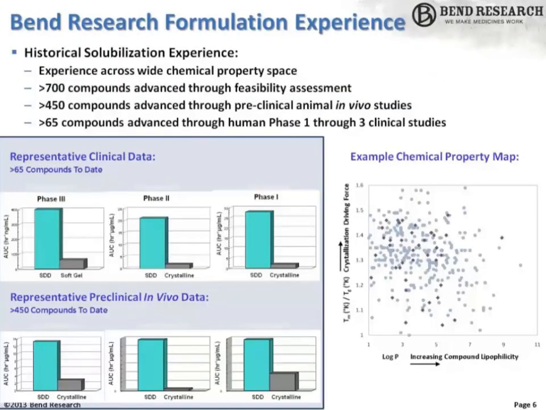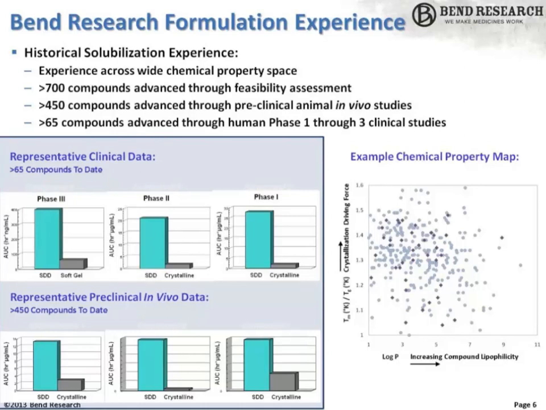Bend Research has been involved in formulating amorphous dispersions for well over a decade now and has seen significant portions of the pharma pipelines. More than 700 compounds have now been progressed through feasibility, in vitro feasibility assessments, with more than 450 advancing through preclinical animal in vivo studies. And then more than 65 have now been advanced through clinical trials as well. And this has resulted in a few commercial products that are formulated as amorphous dispersions.